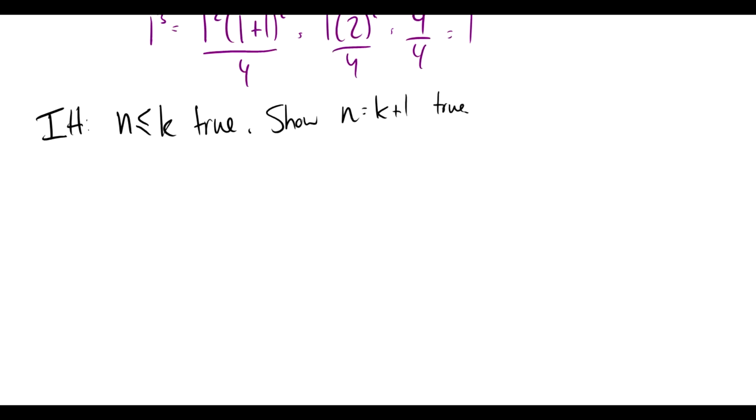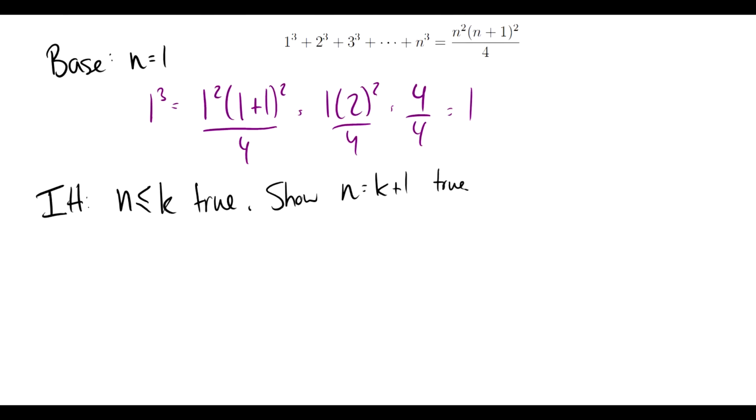So, what do we have here? I should keep the original formula on screen so we can check what we're doing. We want to show that 1 cubed plus 2 cubed all the way up to k cubed plus k plus 1 all cubed is going to be equal to k plus 1 squared, because we're substituting n with k plus 1.